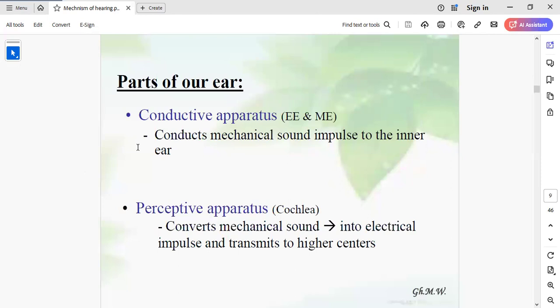As we mentioned before, parts of our ear is external ear, middle ear, and inner ear. Our conductive apparatus formed from external ear and the middle ear, and we can add motion of fluid of inner ear, which is conductive element also. Start from transduction of sound to nerve ending, it is the perceptive apparatus or cochlea. يبقى parts of our ear is external ear and middle ear, consider the conductive apparatus. Perceptive apparatus is inner ear or cochlea, which convert mechanical sound into electrical impulse.